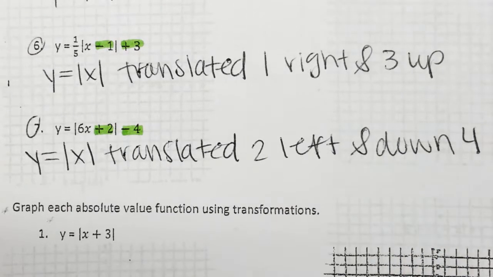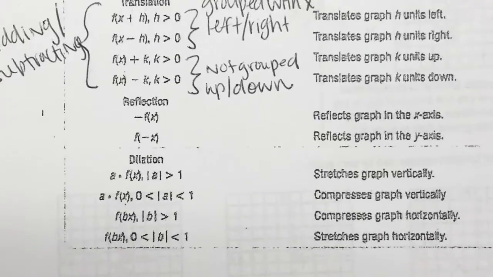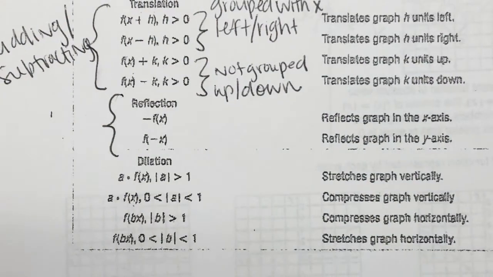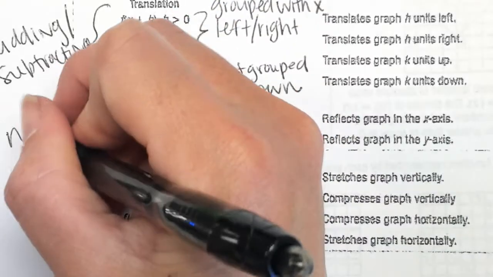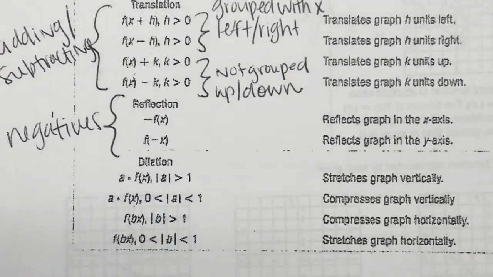Yes? Alright, so how do y'all feel about translations? Pretty easy? Okay. Flip it over. So now we'll talk about reflections. This is another type of transformation, a reflection, and it's only dealing with when you have negatives, right? So reflections is only when there's a negative. Not minus, but when there's a negative out front of your function.